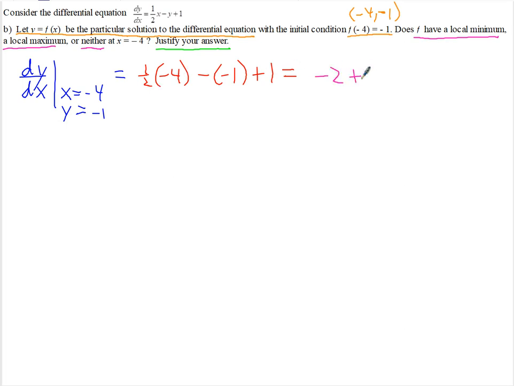We substitute that in. x equals -4, and y equals -1. That'll give us 1/2 times -4 minus -1, plus 1, which simplifies to -2 plus 1 plus 1, which gives you 0.